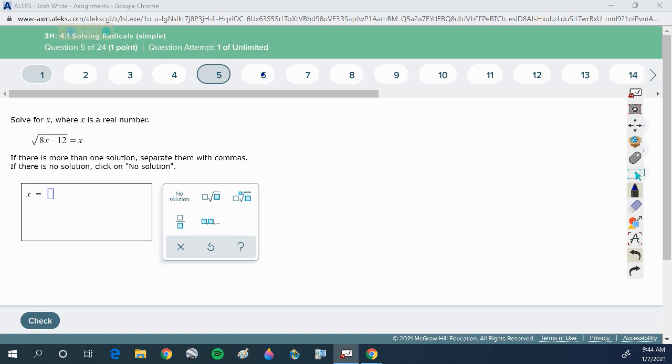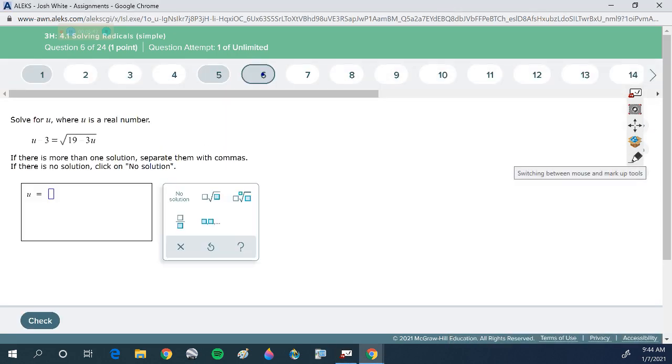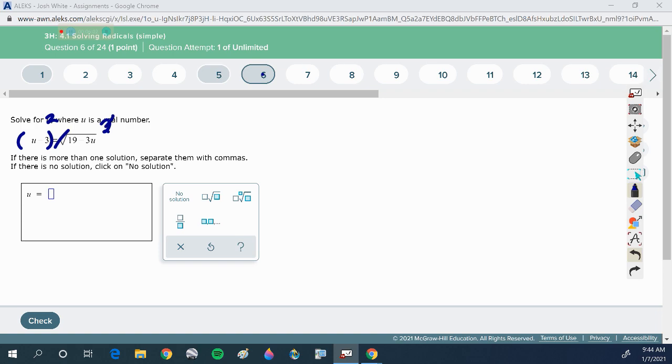Okay. Number 6 is kind of similar. It's just a little bit more complicated. Now I have a u minus 3 on the left side. And you have to be careful here because it's really easy to make a mistake on this one. So I square both sides. The right side is easy. The square root and the squared cancel, and I get 19 minus 3u.